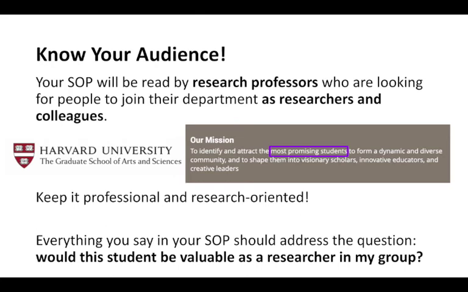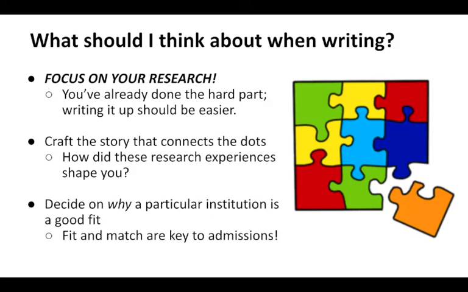One thing that really helps when you're writing and rewriting from blank page to final draft is to ask yourself if the things in your statement of purpose are answering the question: would this student be valuable as a researcher in my group? Because this is what the professors reading your SOP will be thinking and trying to answer for themselves. Again, we'll talk more in the following slides about how you can make this case and provide evidence to support this claim.